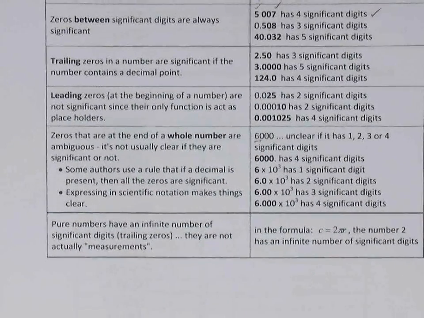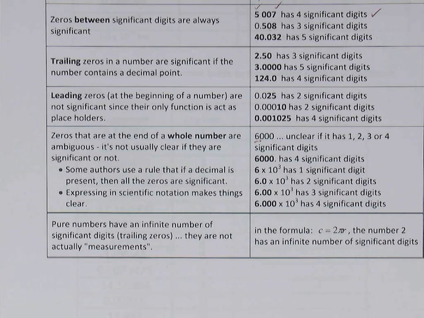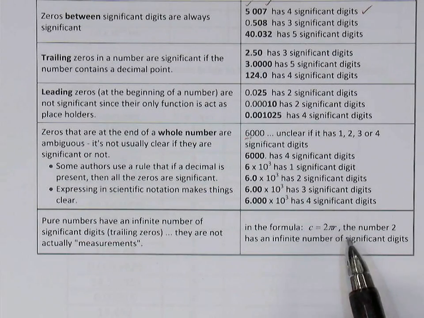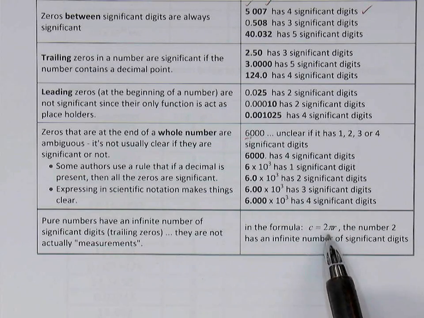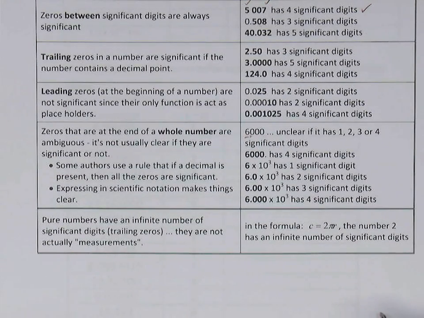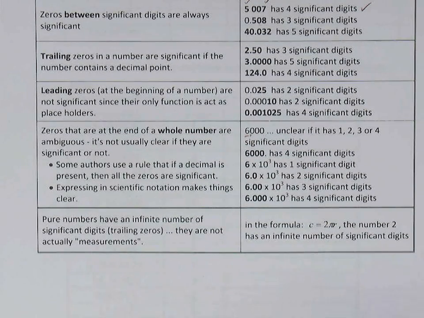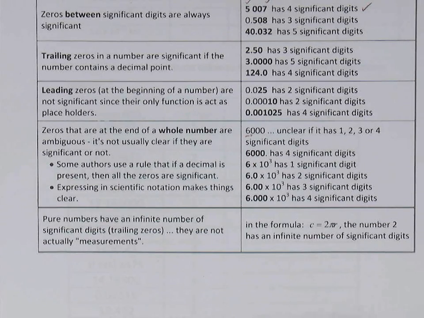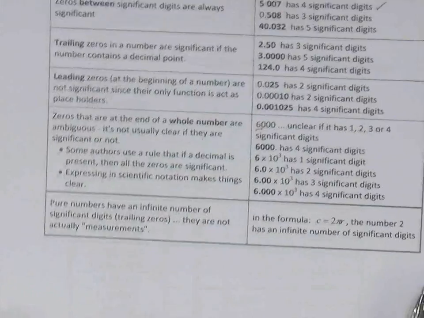Okay? Finally, there's a set of numbers that we call pure numbers, and they have infinite numbers of significant digits. They're not actually measurements. So for example, when you see a formula for circumference of a circle, circumference equals 2 pi r, the number 2 in that formula does not have just one significant digit, because it's not measured. It's not as though the formula might actually be 2.01 pi r. It's exactly 2 pi r. So because that number 2 is an exact number, a pure number, not a measured number, it's considered to have infinite significant digits.